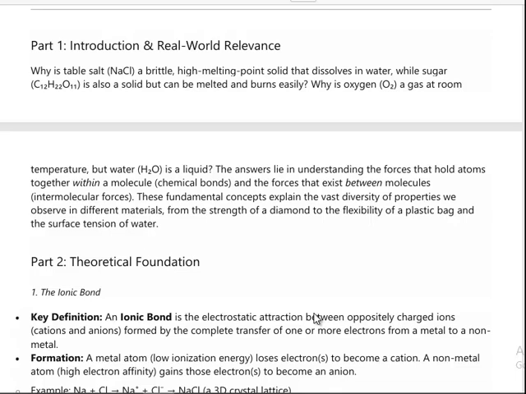The answers lie in understanding the forces that hold atoms together within a molecule. Within a molecule, that's chemical bonds. And the forces that exist between molecules, these are intermolecular forces. This determines the properties observed in different materials. For example, the strength of a diamond, or the flexibility of a plastic bag, and even the surface tension of water.